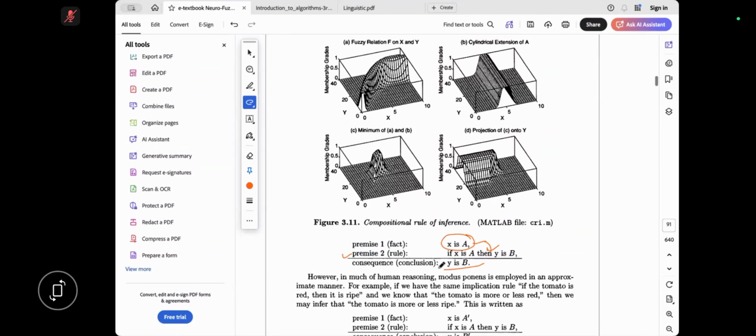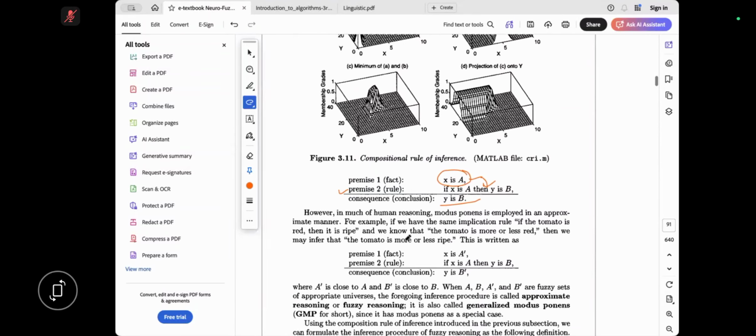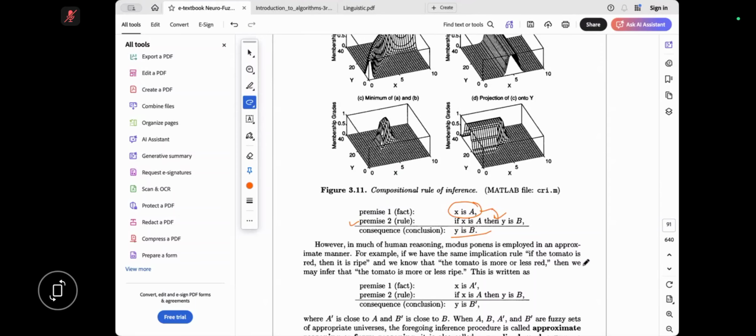Similarly, if tomato is red, then ripe; if the tomato is more or less red, then we can say the tomato is more or less ripe. Similarly, this negation will come. The fact is X belongs to negation of A. That means more or less, or dilation, or concentration. You can apply any method. Now I'm giving you an example over here. If X is negation of A or A dash, and the rule says if X belongs to A, then Y belongs to B, that means if it is A dash, then it will belong to B dash. Yes or no?